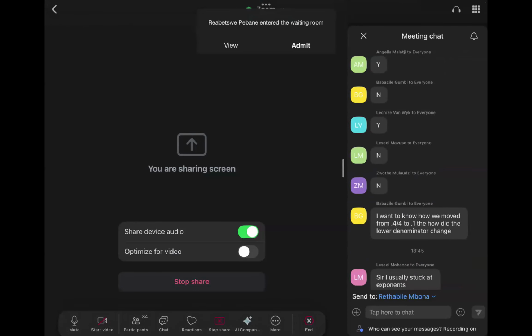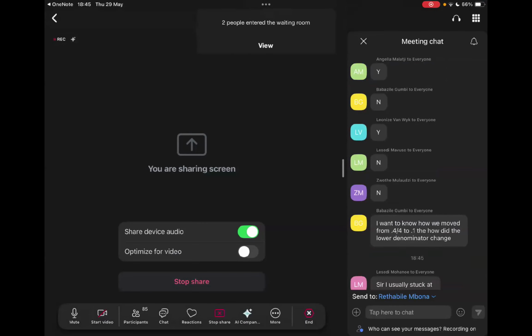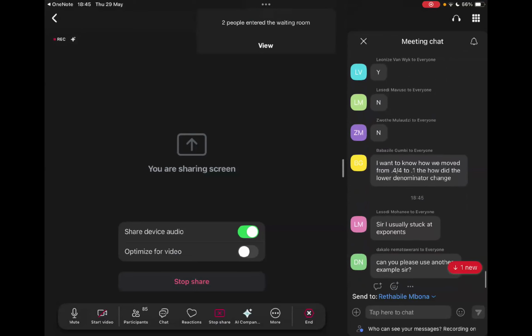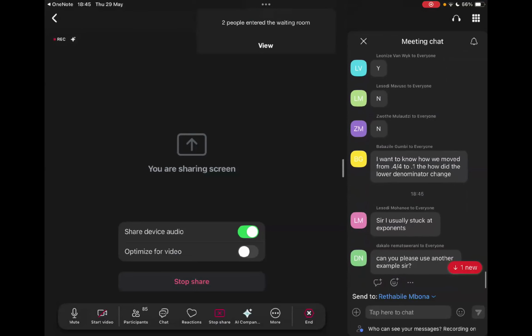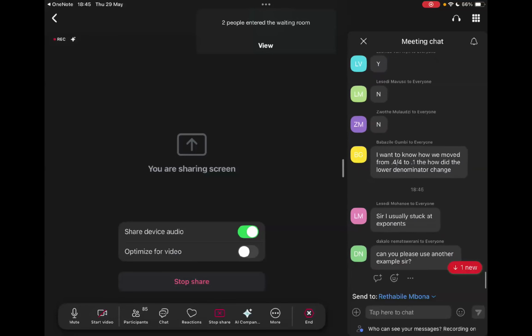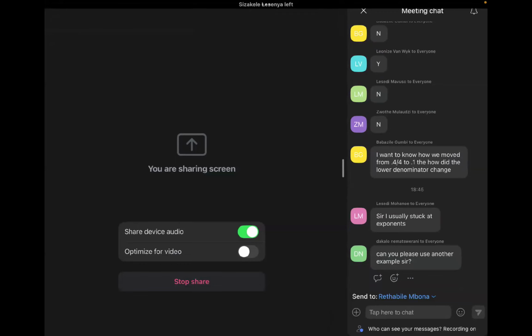Babazila is asking, I want to know how we moved from 4/4 to 1. We didn't move from 4/4 to 1. Oh, sorry. Let me see. Babazila, 4 divided by 4 is 1. I'm not actually even sure what exactly you mean by that question. Could you please explain further or word it in a different way?